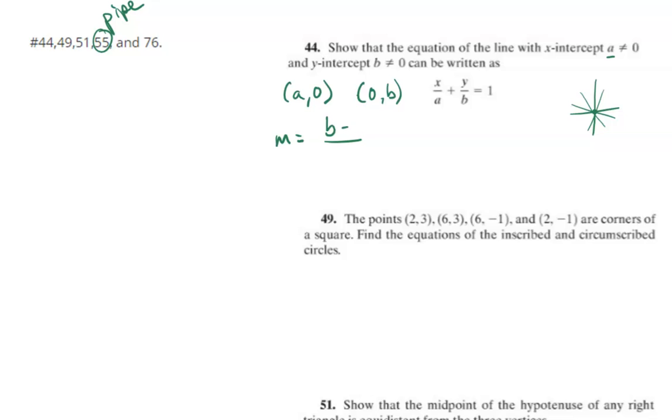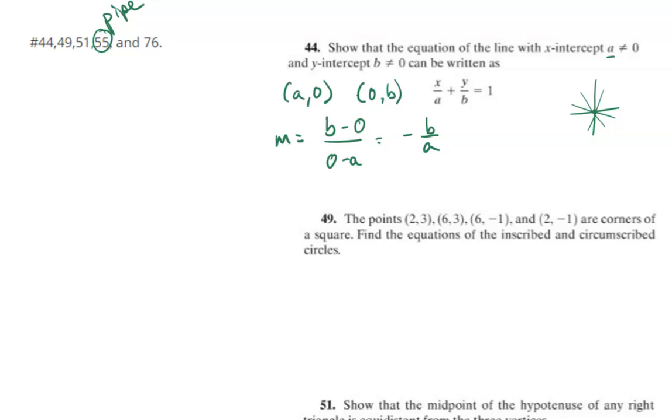Oops, sorry. Over 0 minus a, which is the opposite of b over a. Okay? And then from here, we're going to write the equation of the line. Point slope form is preferential. If you're less comfortable with that and more comfortable with slope intercept, you can use slope intercept here, but I really, really encourage you to start shifting to point slope form.